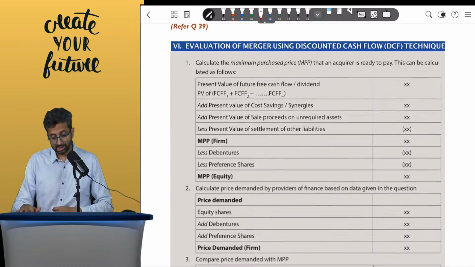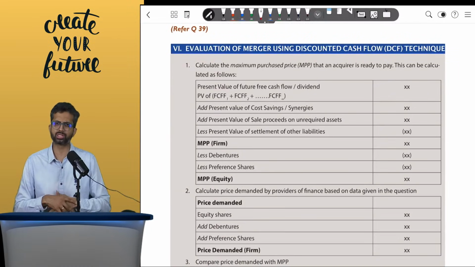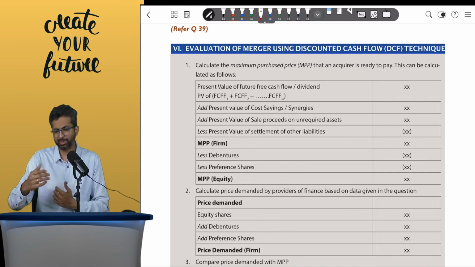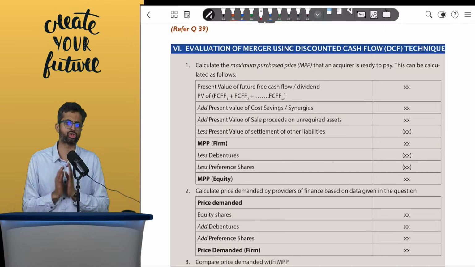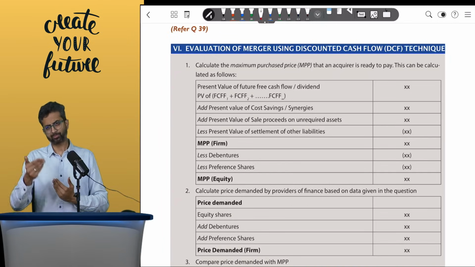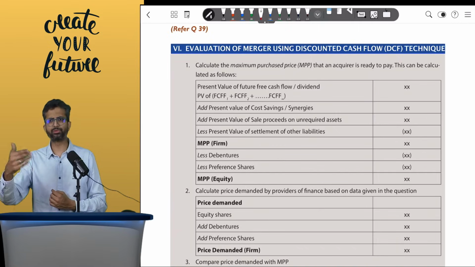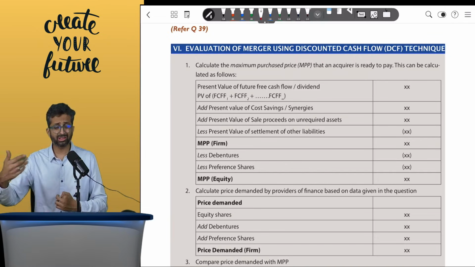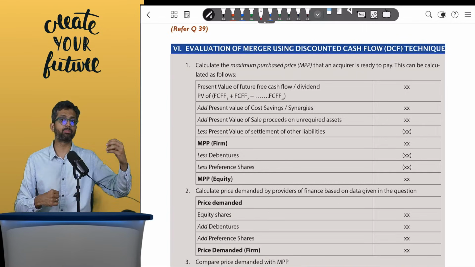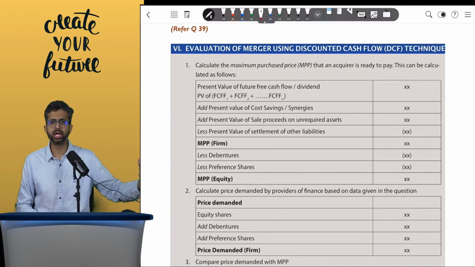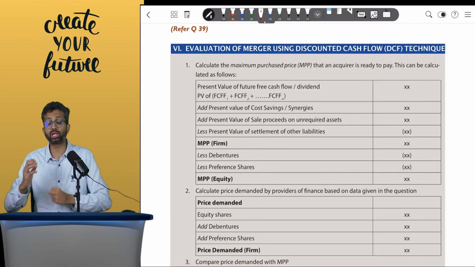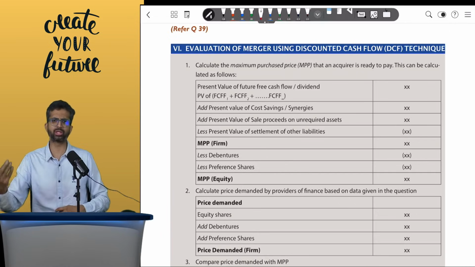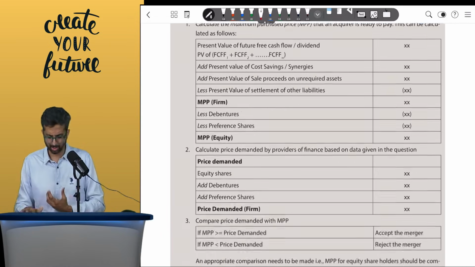Some questions try to evaluate the merger using the discounted cash flow technique on whether the merger is viable or not, in which case we will try to find the maximum purchase price, that is MPP, which can be from the firm's perspective or from the shareholder's perspective, but MPP will typically consider the present value of the future cash flows. These present values of future cash flows can be in the form of future operating cash flows, plus you might get some cash flows on selling unrequired assets, plus there might be some synergies. All of that together will be the maximum purchase price. This you will compare with the price that the shareholders or the providers of capital are demanding, and then decide whether the merger is viable or not.